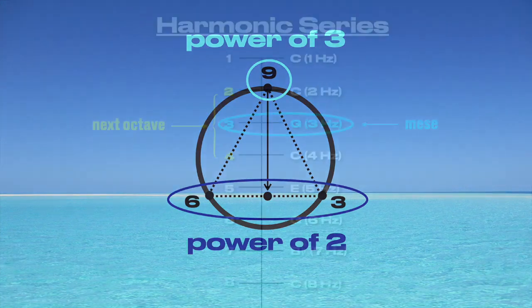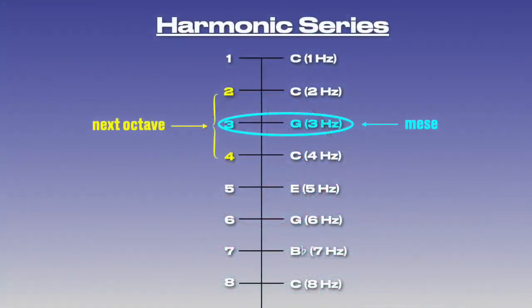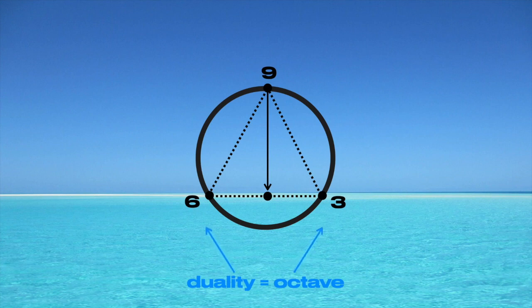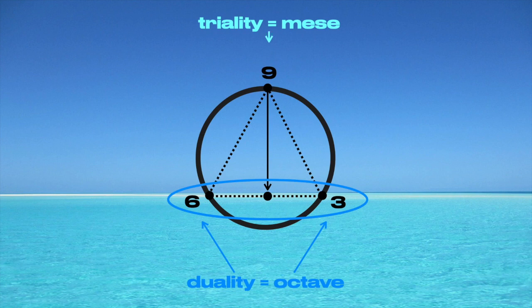We see this played out clearly in the harmonic series. Using the power of 3, we multiply the first harmonic, which is C at 1 Hz, by 3. The result is that we generate the mies of the next octave of C, the G note at 3 Hz. And while the second harmonic represents the octave and the concept of duality, the third harmonic represents the mies of the octave. It represents triality.